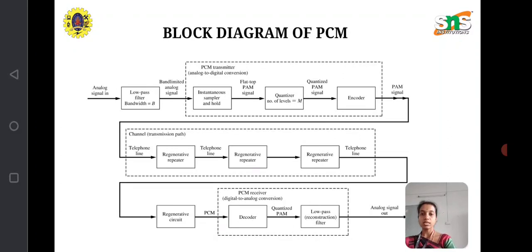Here the analog signal is given as output, and we have generated a digital output in the PAM signal, and then that digital signal is transmitted through the telephone lines by using regenerative repeaters, and then using the regenerative circuit, the waveform is converted to digital form, and then it is given to the input of the decoder circuit, where the digital signal is converted into analog, and by using the low pass filter the noise is reduced and the analog output is received.